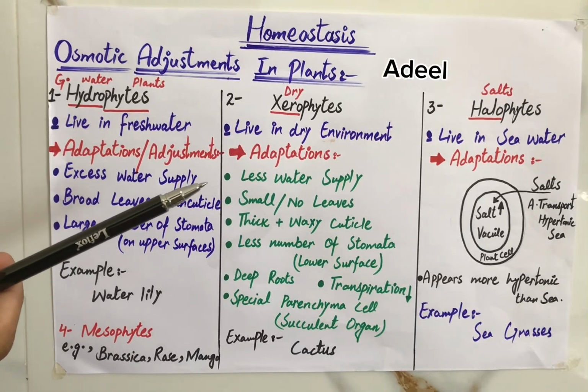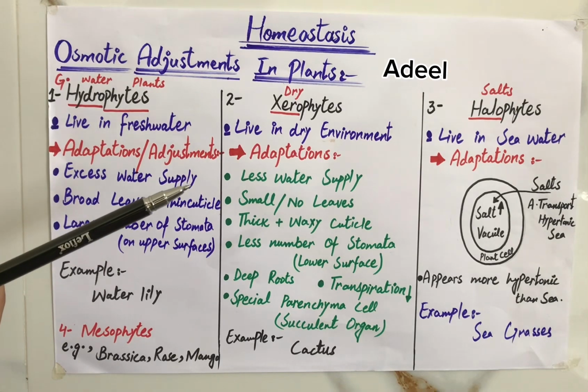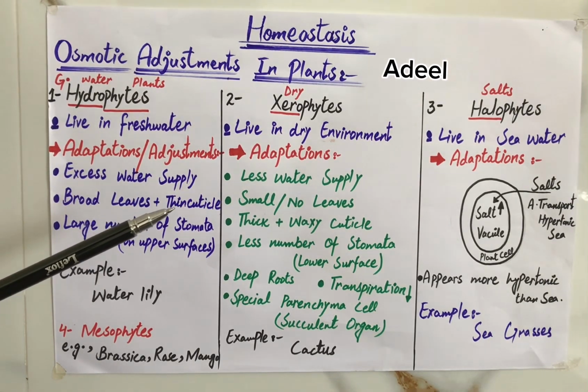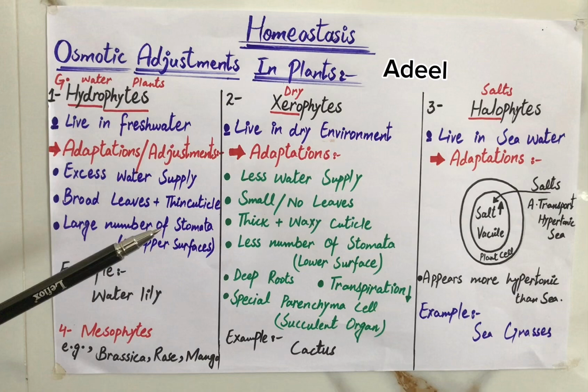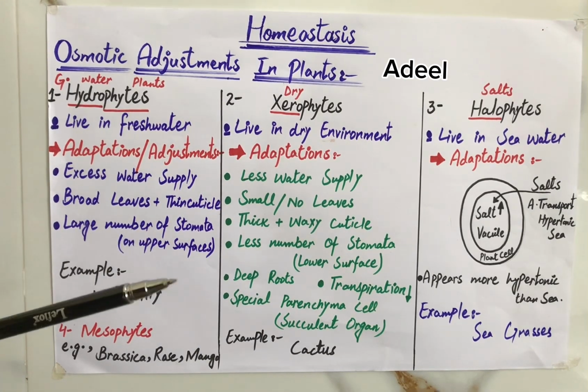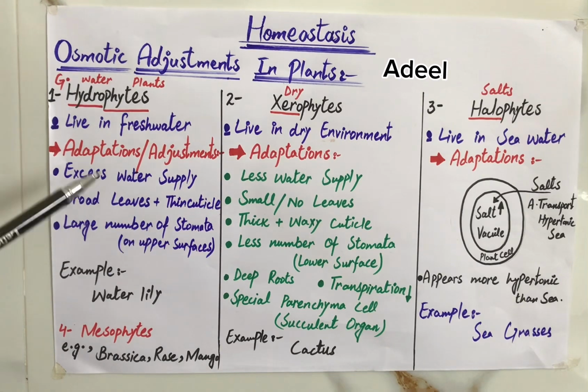Hi everyone, the topic is osmotic adjustment in plants. This topic belongs to homeostasis, and how plants regulate their body with respect to water. We are going to discuss the sorts of plants based on the availability of water. Majorly there are three sorts of plants that exist in our surroundings.